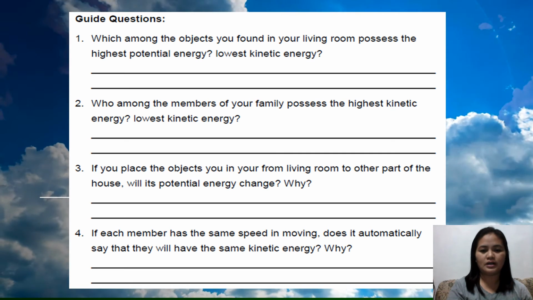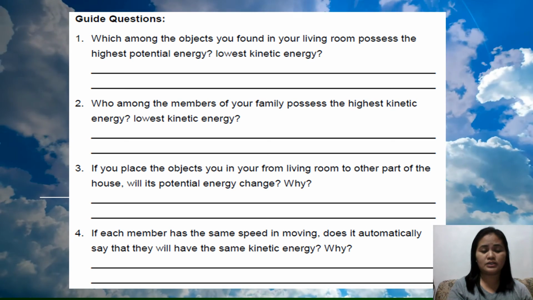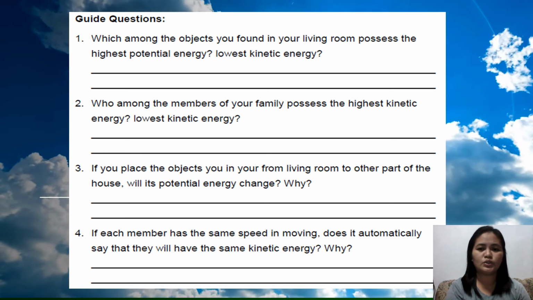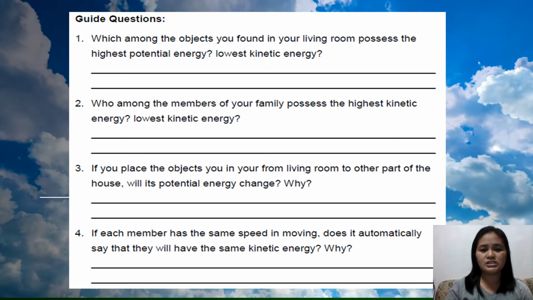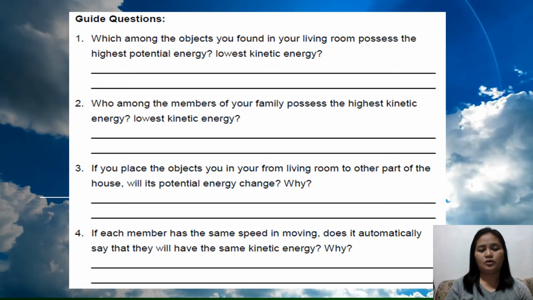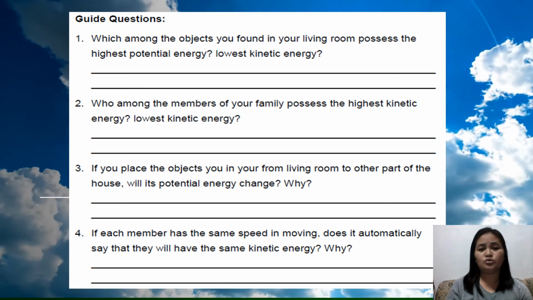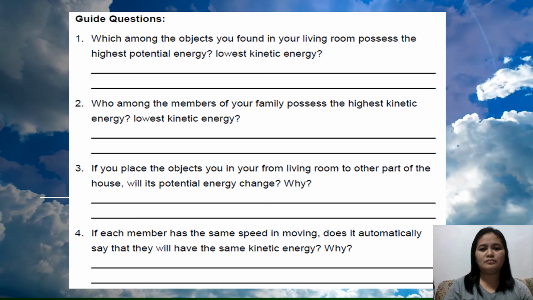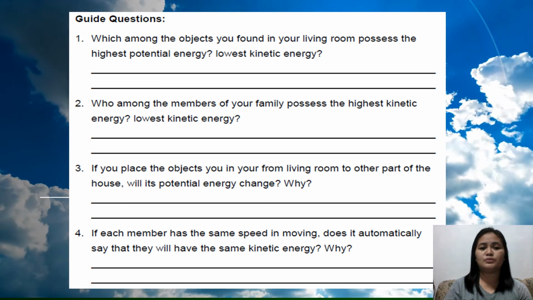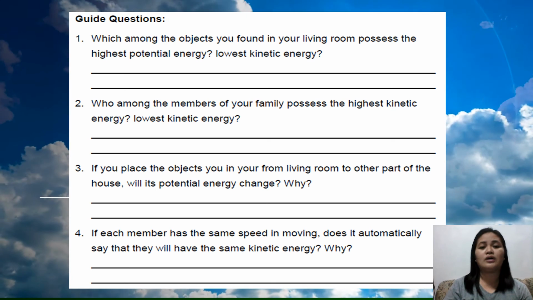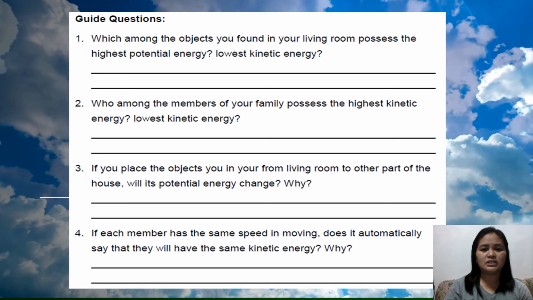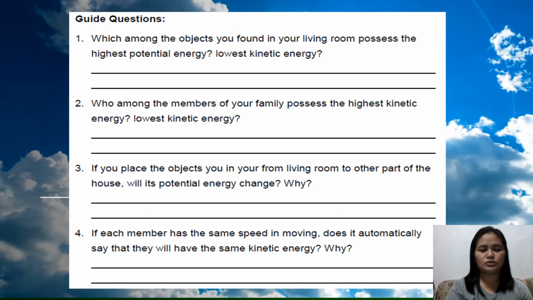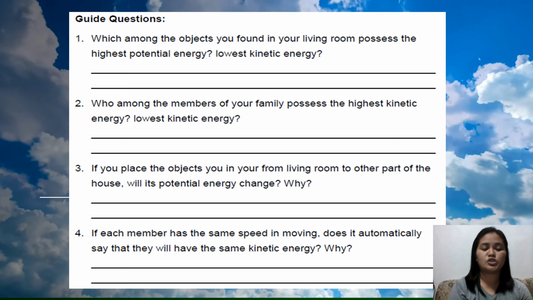Okay, meron nga. Ito ba yung guide questions lahat? Let's see mamaya. Which among the objects you found in your living room possess the highest potential energy, lowest kinetic energy? O di, saan ka kukuha ng sagot dyan? Doon sa mga computation mo na nakasulat sa table 1. Aling bagay daw ang may pinakamataas na potential energy? Alin naman sa tatlo ang may pinakamababang kinetic energy? Sa table 2 naman yan. So, lahat ng sagot mo dyan nakadepende sa table, dun sa mga computations mo doon.